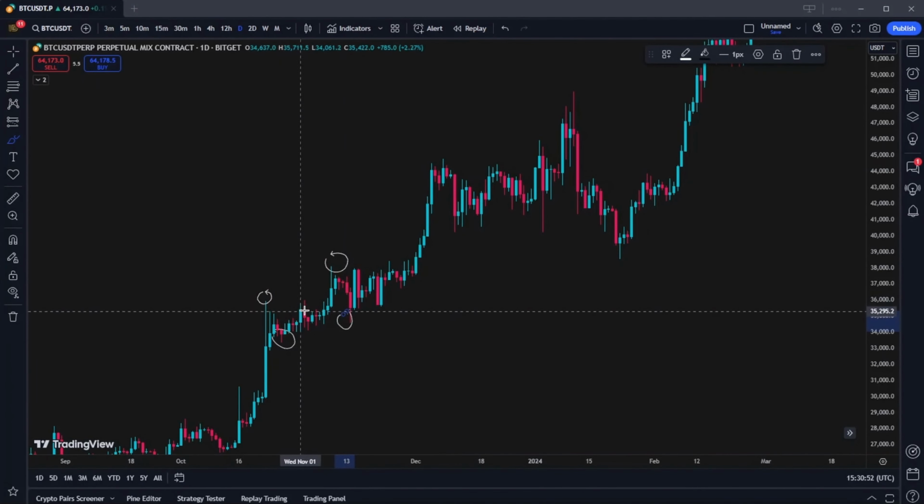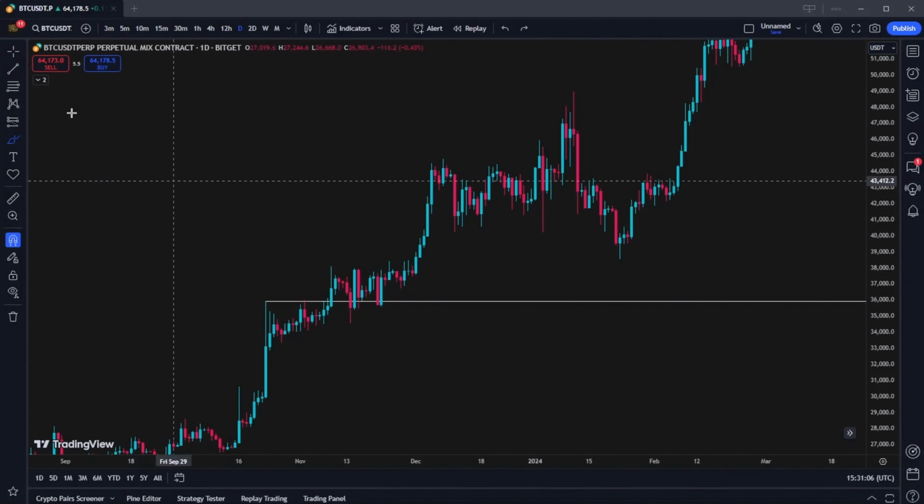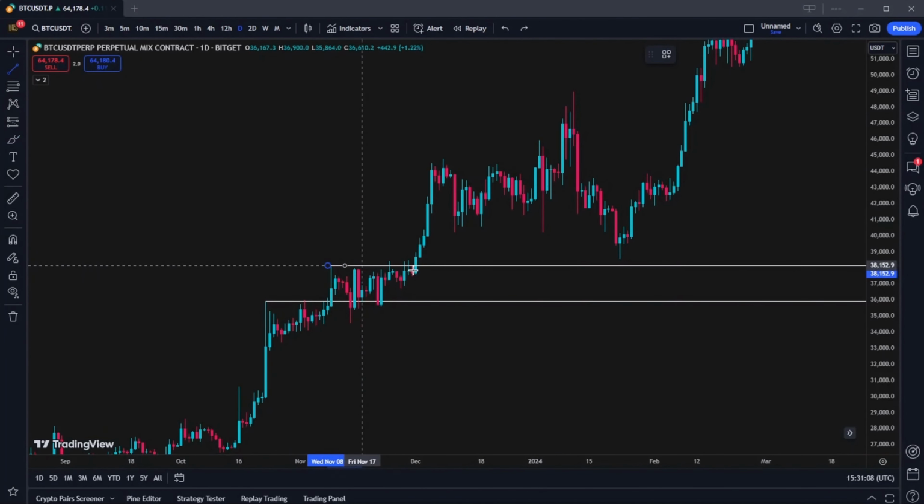Now the way we identify these higher highs and higher lows is, for example, let's start off with the high. We can see here that we had a high, and this is the price where it was at. Now we went above and broke above it, and then this is the next high that we created. So this is a higher high because it is higher than this high.